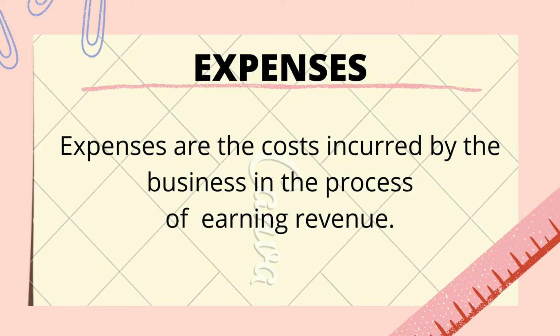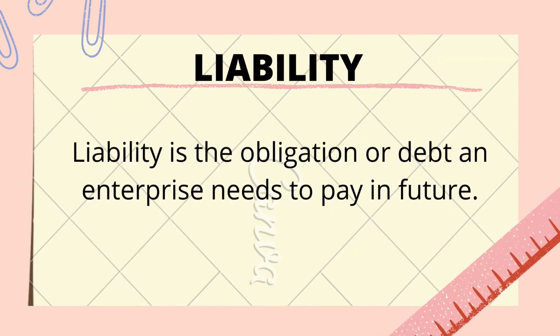A few days later, an inflation occurred. He knew he would run out of money. So he borrowed some money from his friends. What is this borrowed money called? Yeah, this is liability. Liability are the obligations an enterprise needs to pay in future.